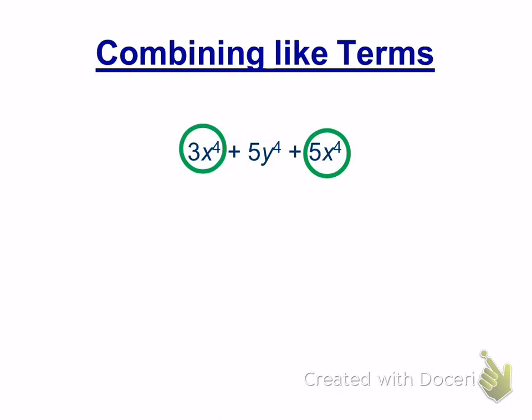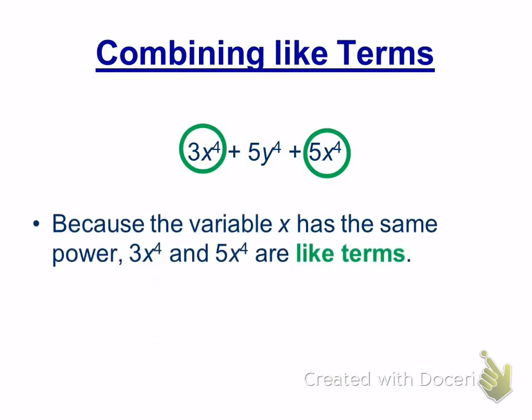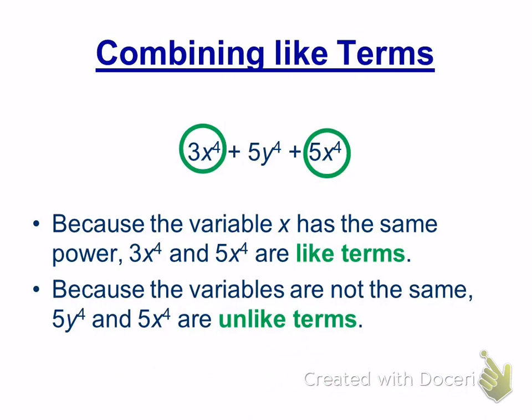Be very careful, a question on a test could say identify the like terms in this expression. It's not telling you to combine them. It's just telling you to identify the like terms, and that could be a possible test question. 3x to the fourth and 5x to the fourth are like terms. 5y to the fourth and the other two are unlike terms because they have different variables, the same exponents but different variables. So to be like, they have to have the same variables and the same exponents, right?